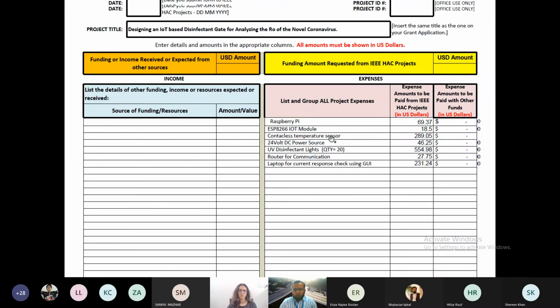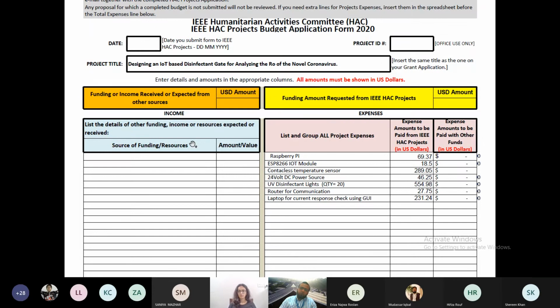There are two columns actually. You can mention your project title over here. This particular column is for if you have collaborated with any other student branch or any welfare organization or any government organization, and they are paying you, so you mention the amount over here. In my case, I never asked any amount from any external resource, so I never mentioned anything. This is the amount which you asked from IEEE Hack.